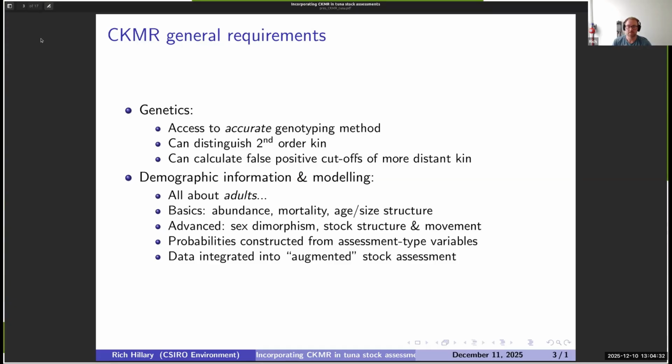For all of these different types of kin pairs, this really involves modeling probabilities that two animals that you compare are related in a specific way. And pretty much all of the stuff that you use to construct that probability is sat in your assessment model in some form or other. And the data can be integrated into an augmented stock assessment. So a lot of the basic building blocks are sat within your model. You've just got to figure out how to connect those building blocks together and construct those probabilities.